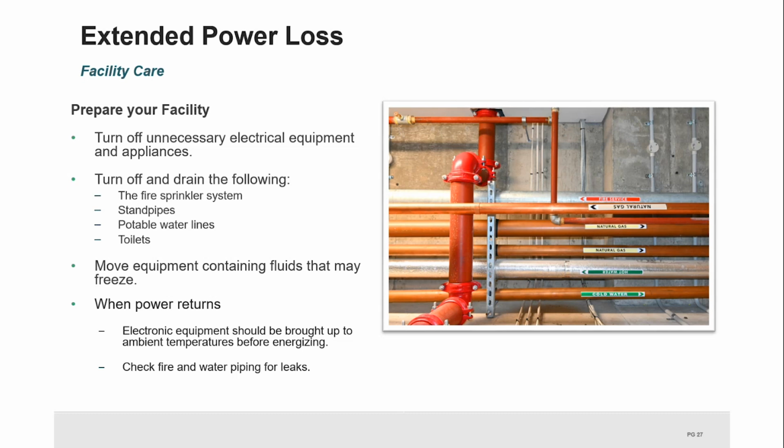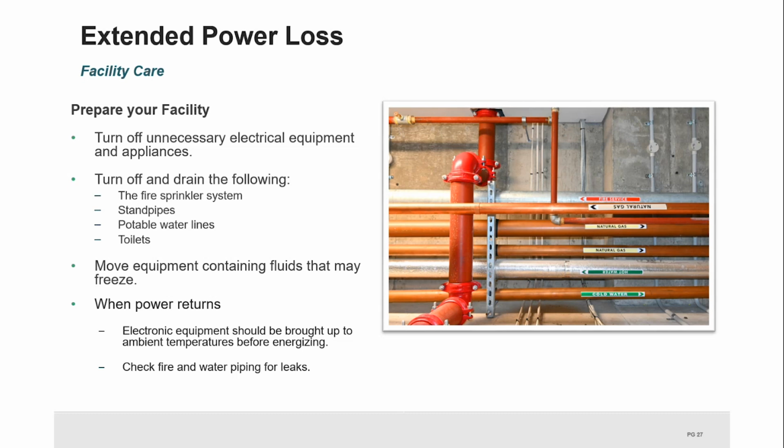If the facility is likely to experience freezing temperatures during a long-term power loss, turn off and drain the following: fire sprinkler systems, stand-down pipes, potable water lines, and toilets. Add non-toxic antifreeze to drains to prevent drain traps from freezing. Move equipment containing fluids that may freeze due to long-term exposure to freezing temperatures to heated areas.